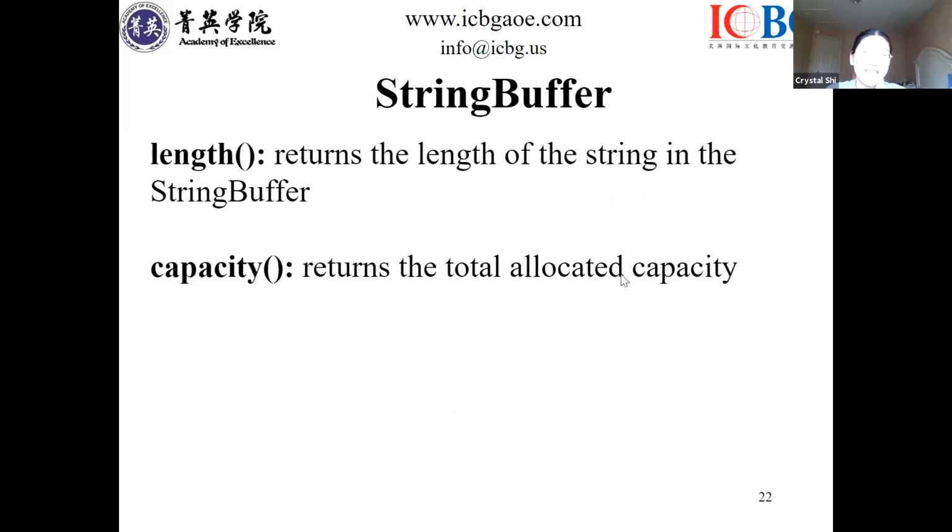Okay, and this one's pretty self-explanatory. It's length. It returns the length of the string in the string buffer. However, these two, make sure you don't get them mixed up. Length is the string in the string buffer, or how many books you have in your box. Capacity is the total allocated capacity, or how many books you can have in your box. Like how many books do you have space for? And then length is how many books you actually have. Does that make sense?